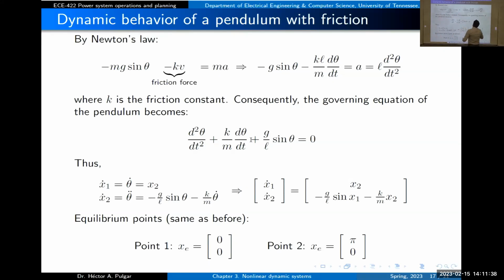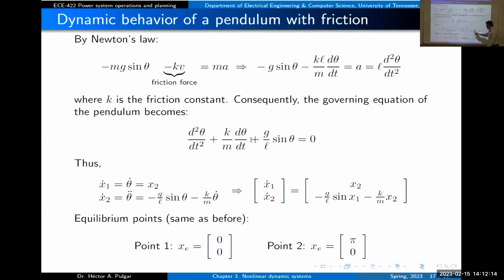This will be in opposition to the movement, as you can see by the sign. So we repeat the same process here, but as you can see already in this equation, the main difference is that we have a new term that is proportional to the first derivative of theta in time. So that's the addition. The second order equation then will have this new term. This is going to be related to damping. We apply again the state space representation, and this is the model that we get.